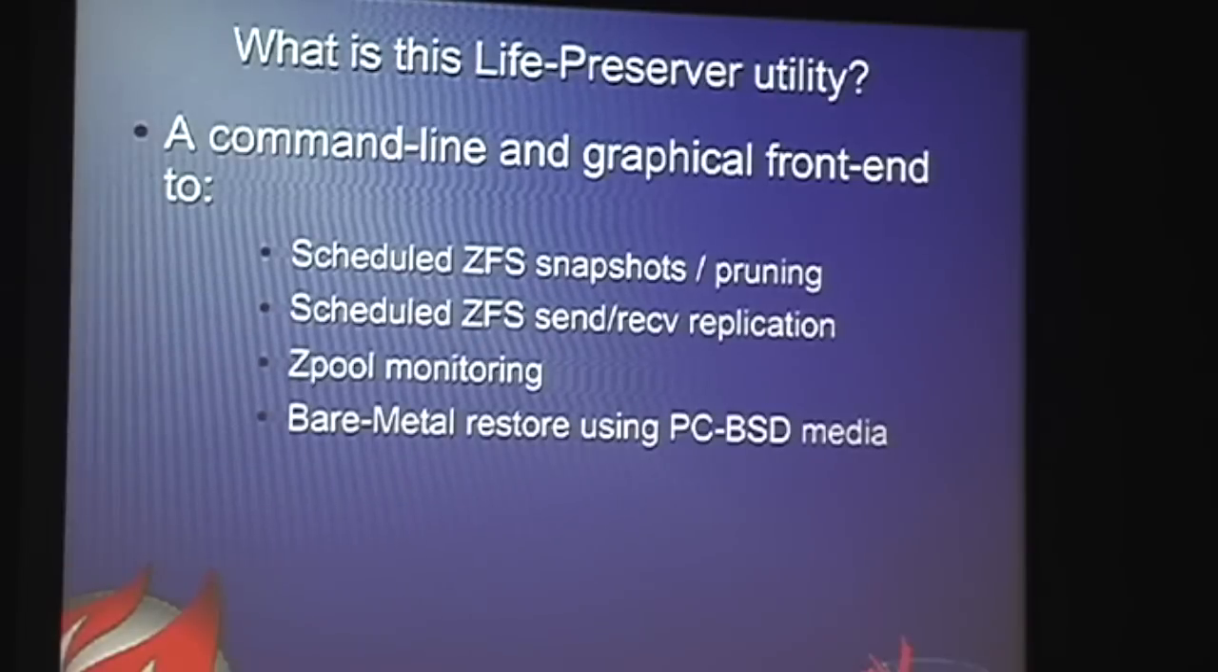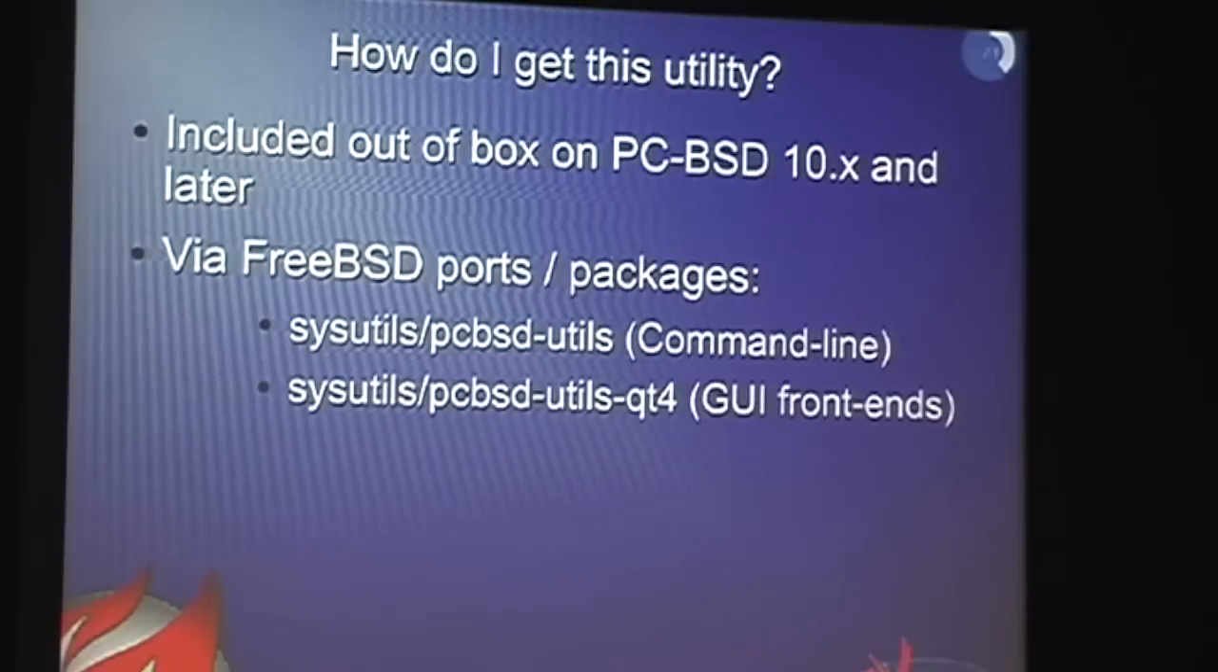Should the worst case scenario happen, my laptop gets stolen, well, I have a copy of it back at the house, so I can just go buy another one and restore it right back to where it was at the time of the last replication. So how do you get this utility? Well, it's obviously included in PC-BSD 10, and we also have it available in the FreeBSD ports tree. Also, if they've updated pkg recently, they'll have the most recent copy of that. It's under sysutils/pcbsd-utils, that's for servers. So if you want just the command line stuff, that's the way to go. But if you have a full-blown X installation, you're rolling your own laptop or desktop, you can grab the Qt4 front ends as well.